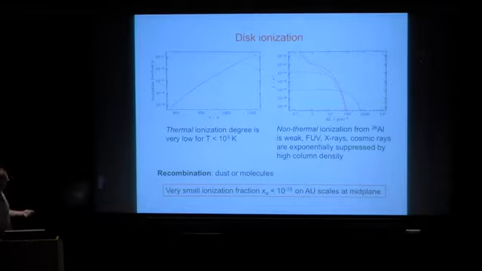If you want to know what the ionization fraction is, you also have to worry about the recombination, which is a whole different story. But the bottom line is that you end up with very small ionization degrees. So 10 to the minus 13, less than 10 to the minus 13, let's say in the terrestrial planet-forming region of the protoplanetary disk. So the question is, what does that do to you? So in terms of the physics, it's sort of relatively straightforward.